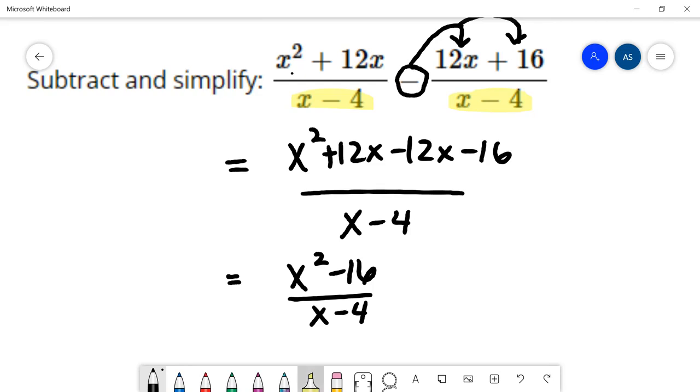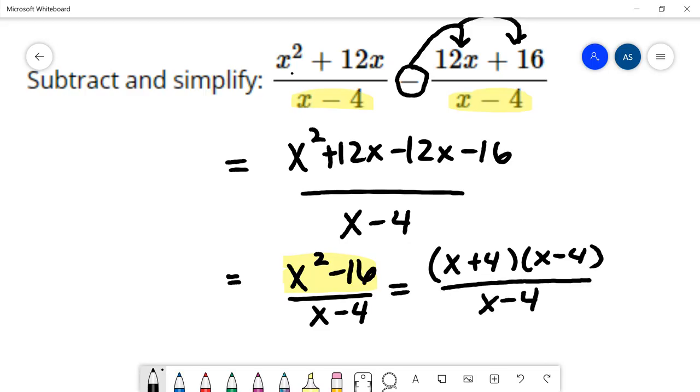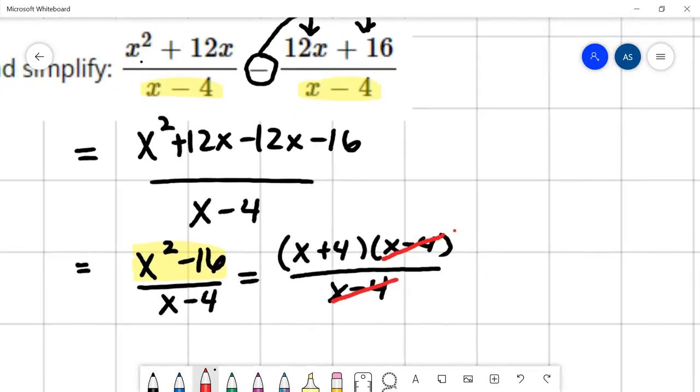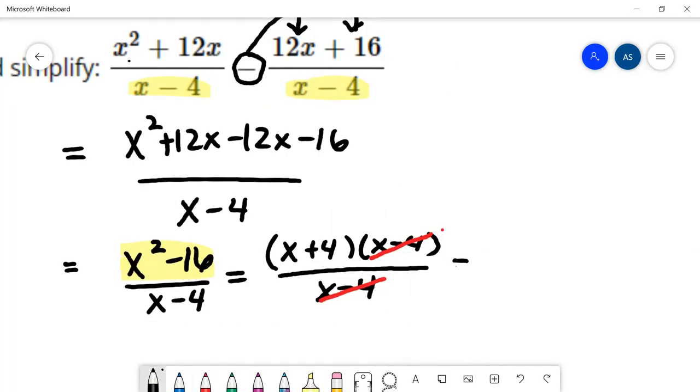Taking a look at that numerator, x squared minus 16, that's one of our special factoring patterns, the difference of squares. That's going to factor to be x plus 4 times x minus 4. And we can see that we do have a common factor of x minus 4 that cancels. That's going to leave us with x plus 4. So we've now written that in lowest terms.